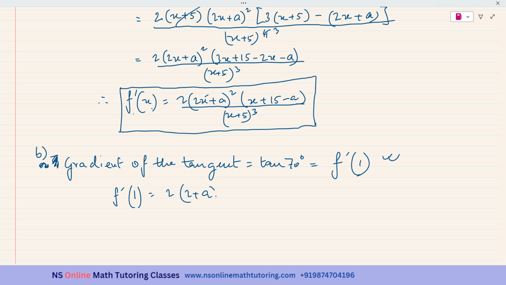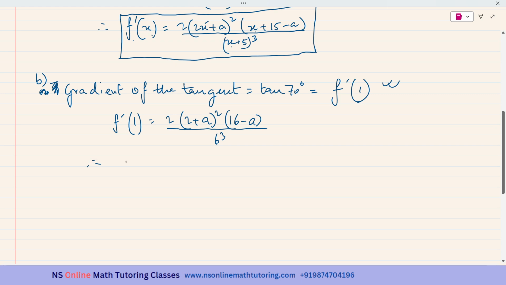So (2 + a) whole square, and this is 1 plus 15 is 16, so (16 − a) over 1 plus 5 is 6, 6 cube. Okay, so therefore 2 times (2 + a) whole square and (16 − a) over 6 cube should be equal to tan 70 degrees. And we have to get the value of a.